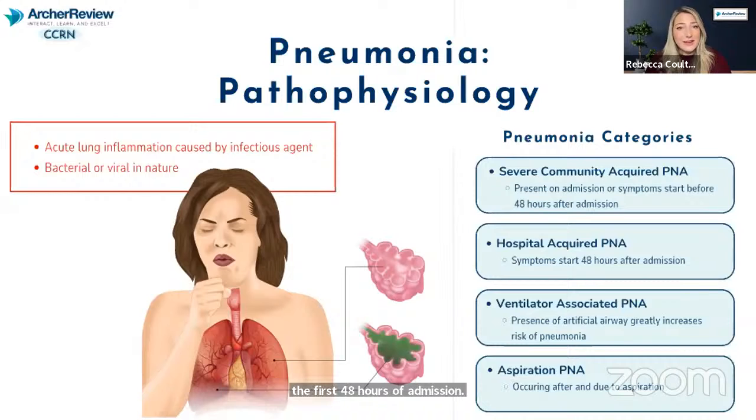Ventilator-associated pneumonia is very common. Less common now because hospitals are really focusing on making sure this doesn't happen. But it's when the presence of that artificial airway is a foreign body, and it can greatly induce the risk of pneumonia as we suction and different things from the outside are introduced deep into the airways. And then aspiration pneumonia occurs after and due to aspiration. So just a foreign substance in the lungs from eating.